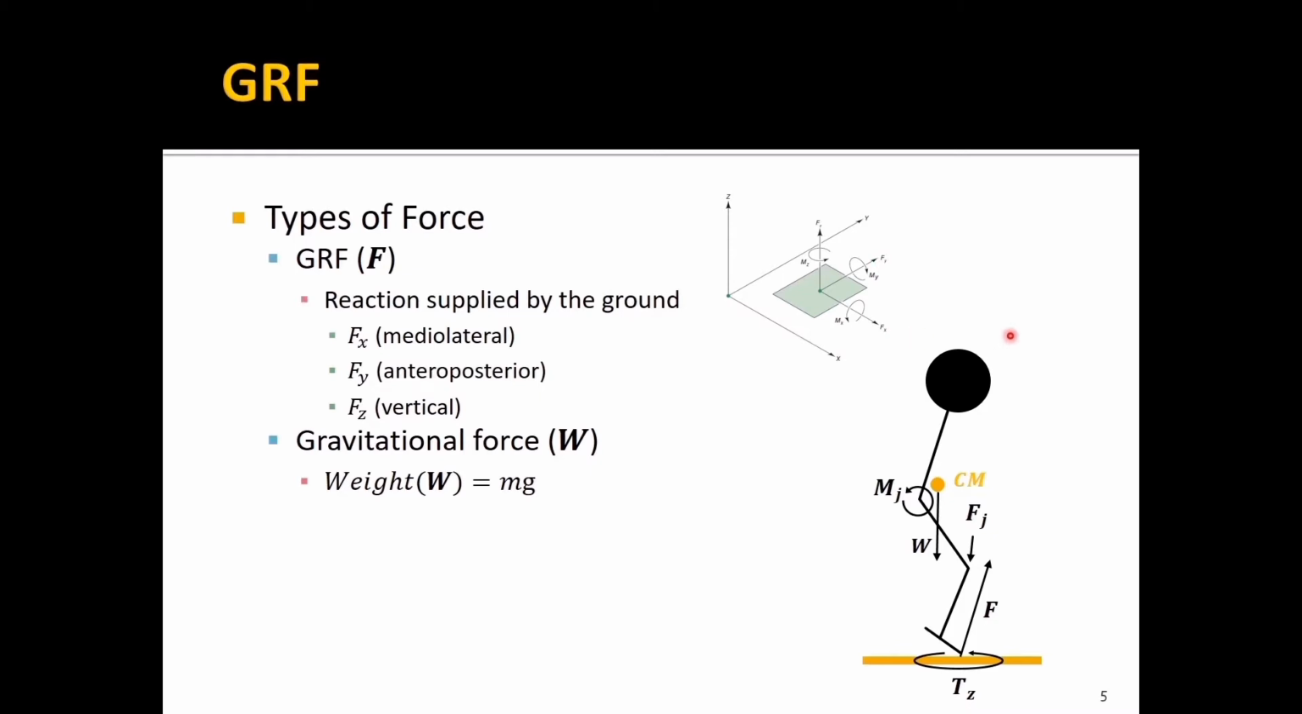In this free body diagram, here F means the vertical ground reaction force. And the second type is the gravitational force. This means actually body weight. You can calculate body weight by multiplying body mass times gravitational acceleration. So in this figure, W means the body weight or gravitational force.